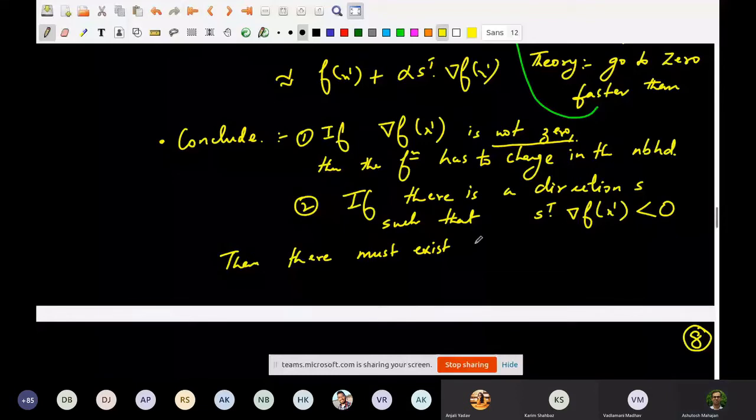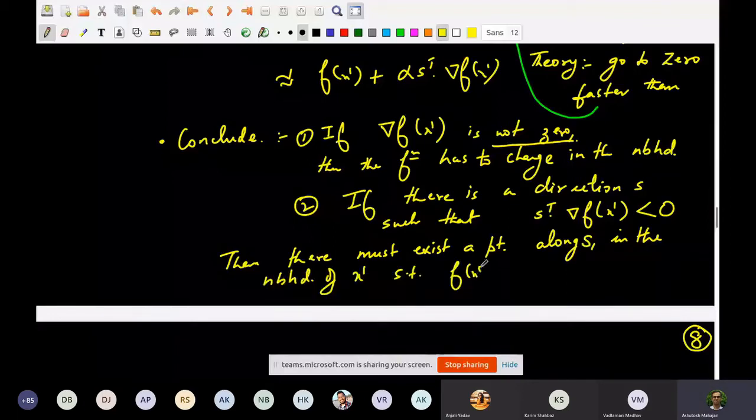along S in the neighborhood of x1 such that f of x1 is strictly greater than the new point. So sorry for the poor handwriting. So the new point is better than the old point.